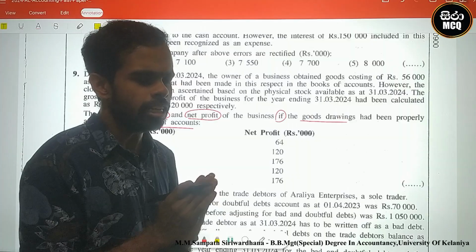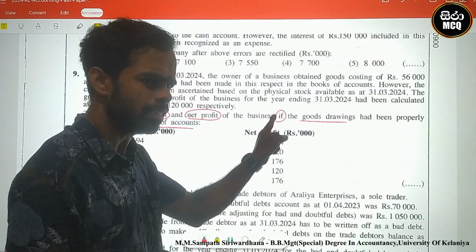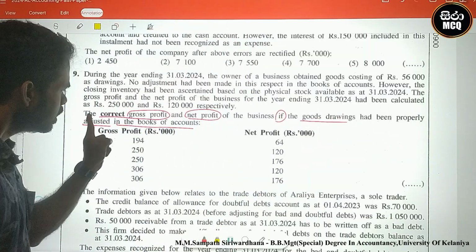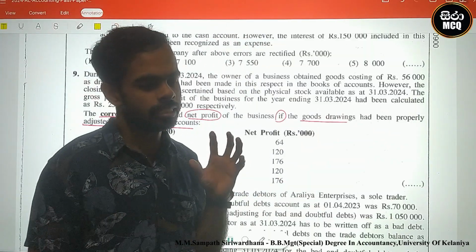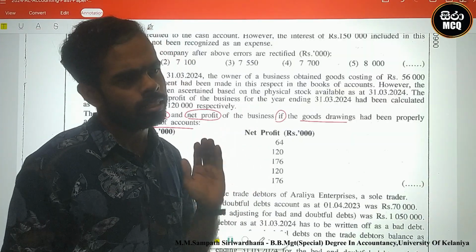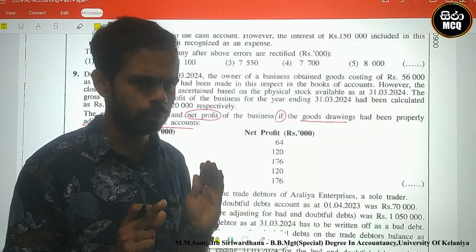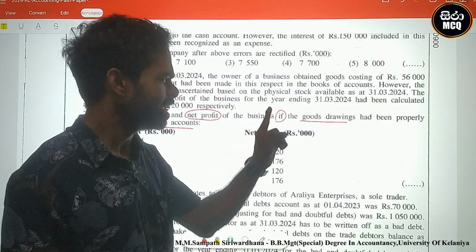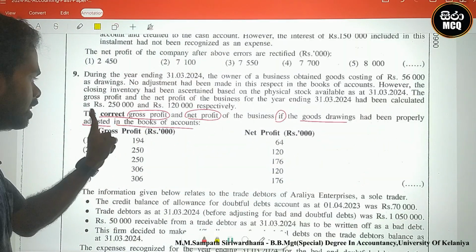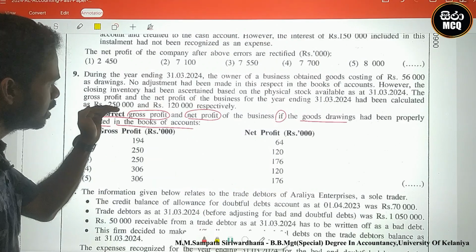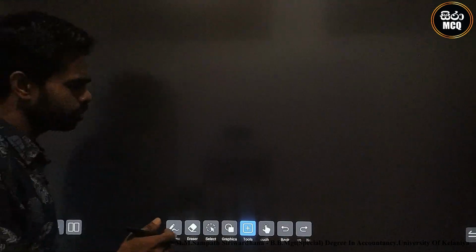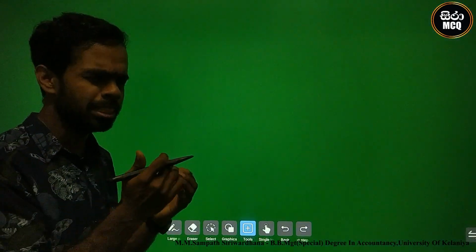At this point, we can imagine that the goods drawings are not accounted in the books. They request the correct gross profit and net profit if the goods drawings had been properly adjusted in the books of account. At that time, I prepare a simple income statement.